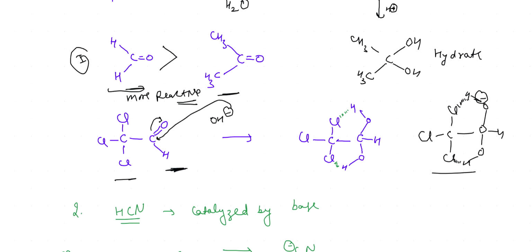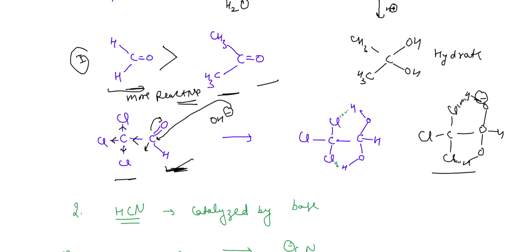Clear? Because this carbon is more electron deficient in nature. The electron density on this carbon is less due to the electron withdrawing nature of these three chlorines. When these chlorines pull the electrons from this carbon, this will further pull the electrons from the carbonyl carbon, and this center will become more deficient. That's why this molecule is much more reactive than these two molecules.